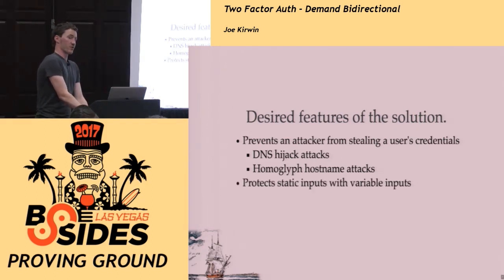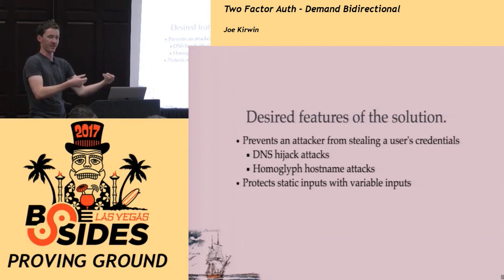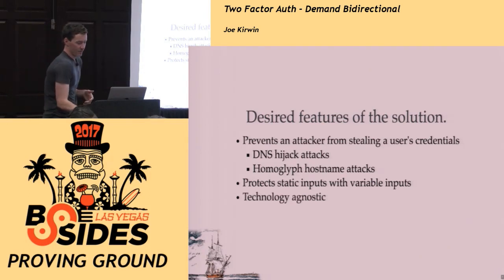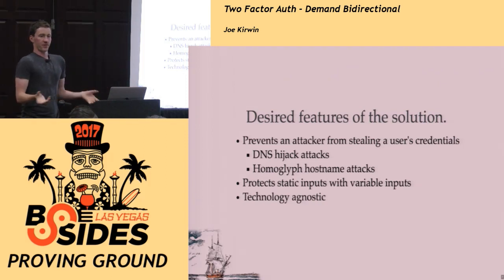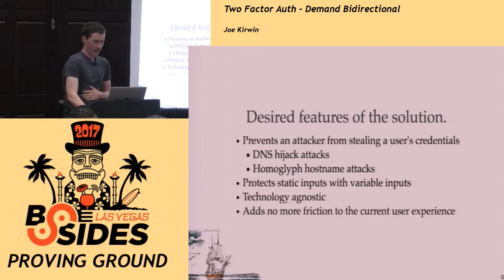And then we also want to protect static inputs with variable inputs. What I mean by that is if you think about the primary factor, you don't frequently change your password. With TOTP, that code is changing every 30 seconds. So we'd rather put in the thing that's changing first, because compromising that is not as catastrophic as compromising the static factor. And then also it'd be nice if it was technology agnostic. So someone could write a design, like maybe some UML, some sort of RFC, and then it can be implemented in any language, your favorite language. I'd rather it wasn't a proprietary piece of hardware, and that was the comparison I'm making there.